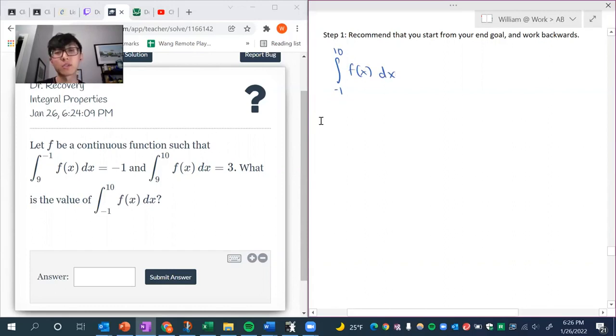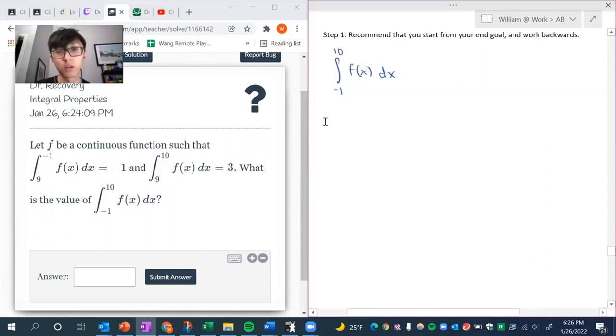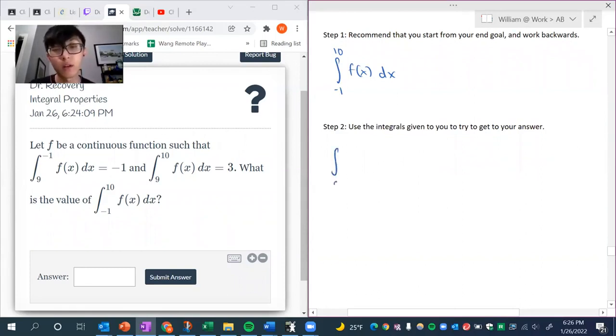Then I guess step 2, use the integrals given to you to try to get to your answer. So we're going to use the integrals that are given to me. And what's given to me? I'm going to use kind of a shorthand writing for this integral. So I'm not going to write the whole f of x dx, but my integrals given to me are 9 to -1 is equal to -1. And my integral from 9 to 10 is equal to 3.